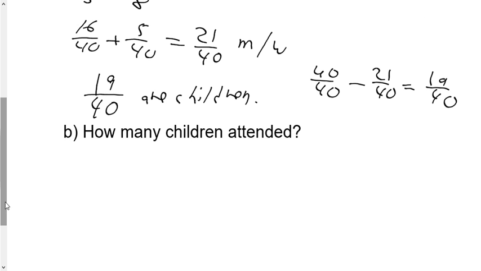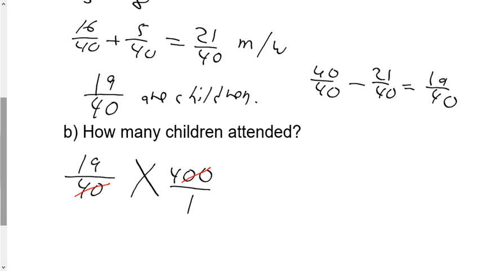Now, if there are 400 in attendance, the number of children would be 19/40ths of the 400 people in attendance, or 19/40ths of 400, or even better yet, cross-reduce this to get 19 times 10 over 1, because both are divisible by 40. Then when you multiply that out, you get 190/1, or just 190 people. So therefore, 190 people in attendance were children.